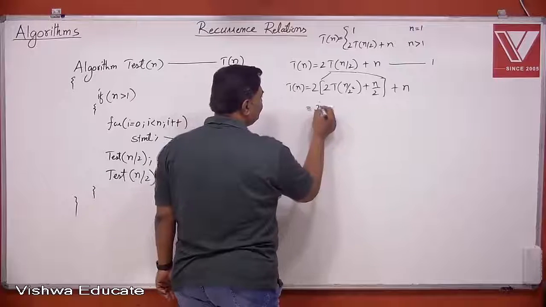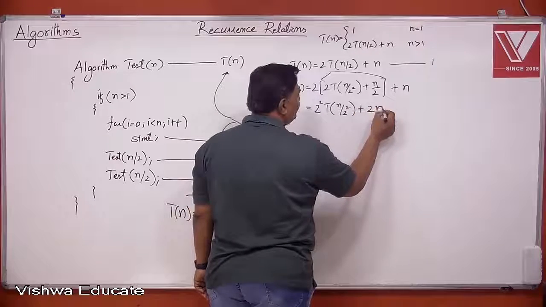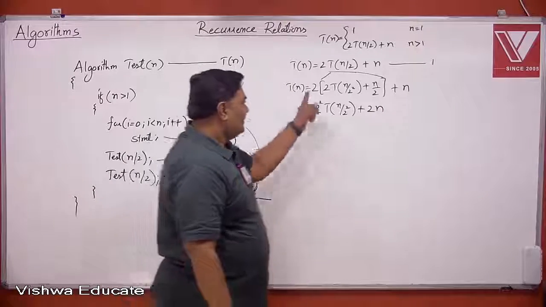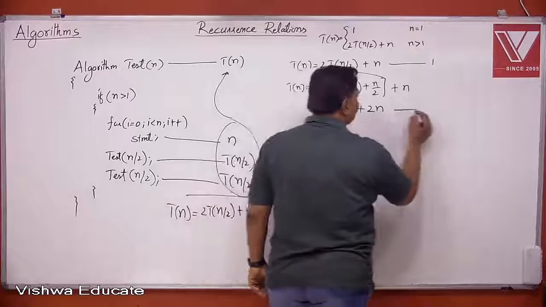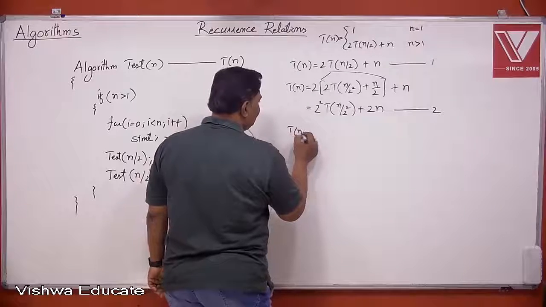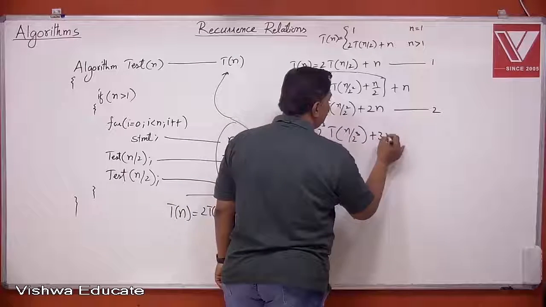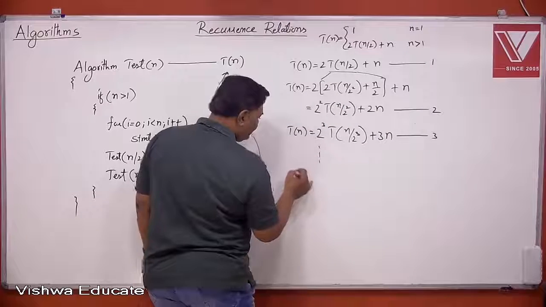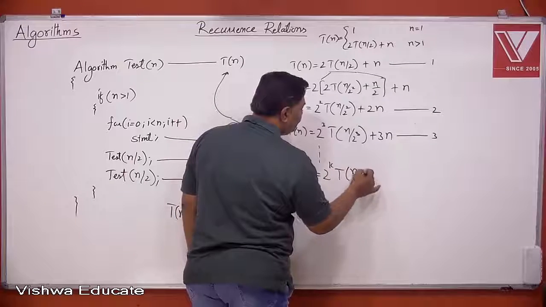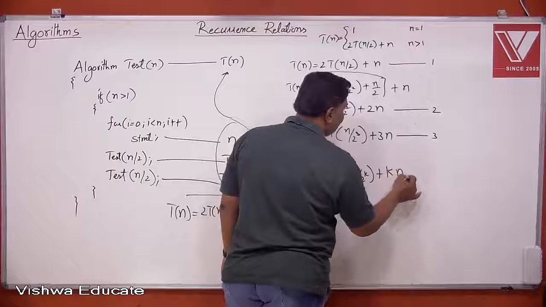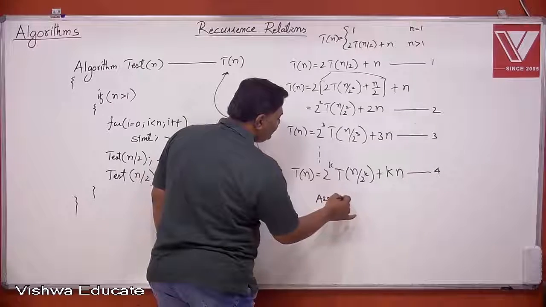Then if I open this, this is 2 square T n by 2 square. This 2 gets cancelled and it is n. Outside this, one more n is there, so 2n. So this is the second equation. Then the third equation, I will directly put it here. So it will be 2 cube T n by 2 cube plus 3n. Then if I continue it for k times, Tn is equal to 2 power k T n by 2 power k plus kn. Fourth equation.